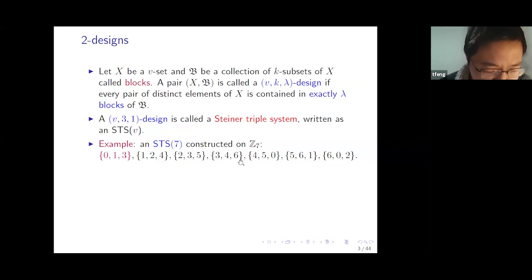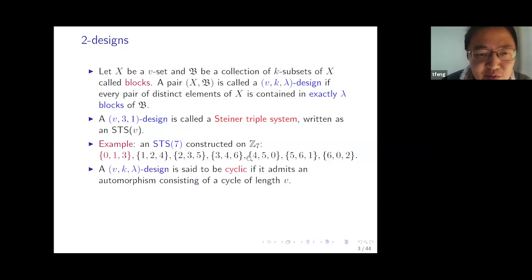Anyway, one can check that every pair occurs in exactly one block. And actually, because of this example, I believe you can see it admits the cyclic group of order 7 as its automorphism group. Because 0, 1, 3, the first block, plus 1 is 1, 2, 4, the second block, plus 1 is 2, 3, 5. So it contains the cyclic group as its automorphism group.